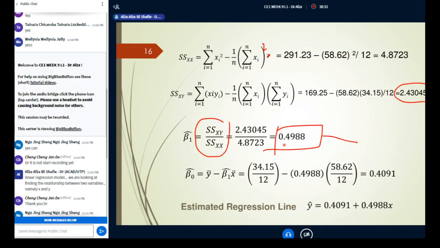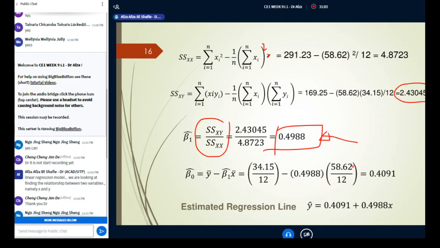Then once you know the beta 1, you can figure out what is your beta naught hat. The beta naught hat is given by y bar minus beta 1 x bar. So y bar, minus beta 1, which is the value of whatever you got earlier, times x bar. That will end up with a value of 0.4091. So your estimated regression line is basically equal to this.